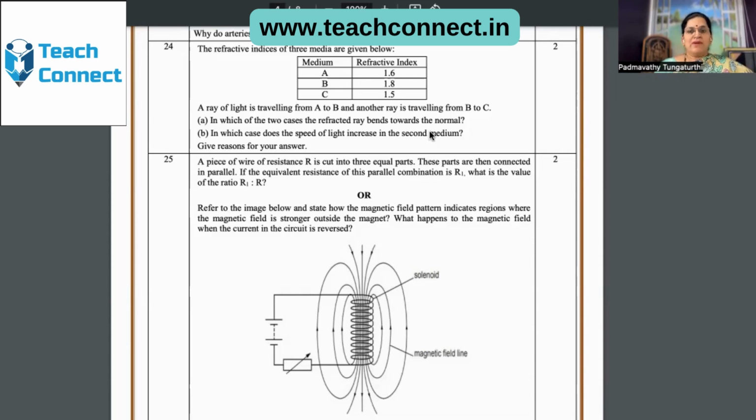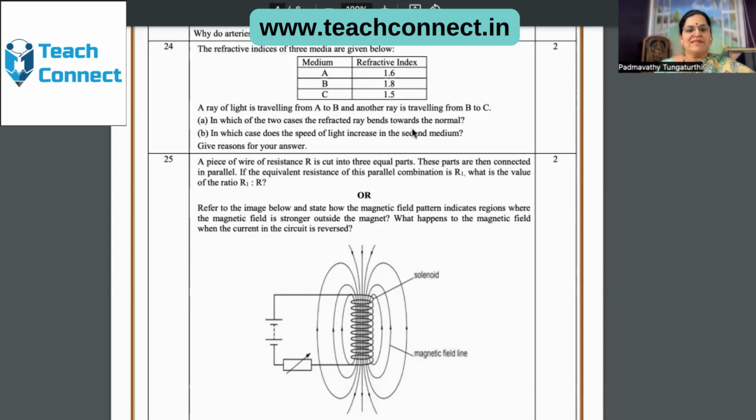1.6, 1.8, 1.5. Now the child's understanding comes into the picture. 1.5 is the least dense, 1.6 is second in density, and 1.8 is the densest. This is the information the child has understood. Now, let the student take time to read the question.